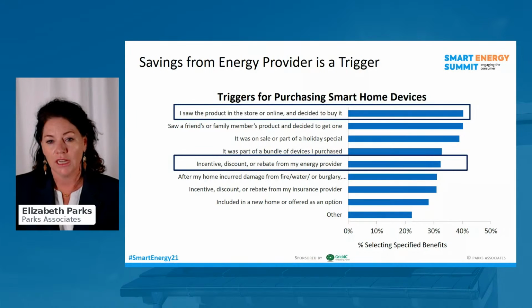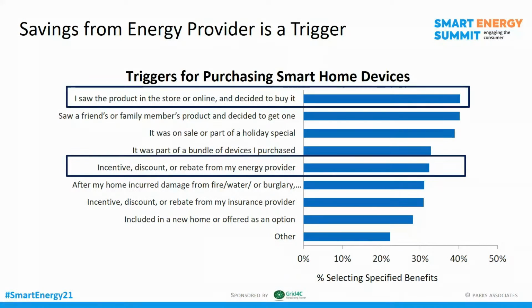You can see further down the list that incentives, discounts, and rebates from energy providers are also a trigger for smart home device purchases. Energy is a big driver for these devices overall, and utilities can play an important role as a channel for consumers. You can also see insurance providers a little bit further down on the list.